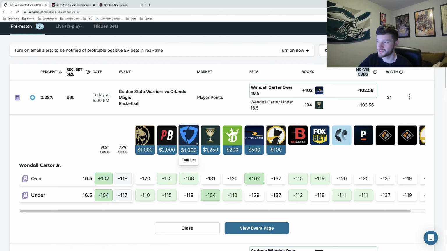Like BetMGM favors the over. Caesars favors the over. The only books that don't are PointsBet and FanDuel. Then obviously BetRivers, the book that we locked it in at. And then I guess FoxBet has it at 50-50 as well. So all in all, still a good play.